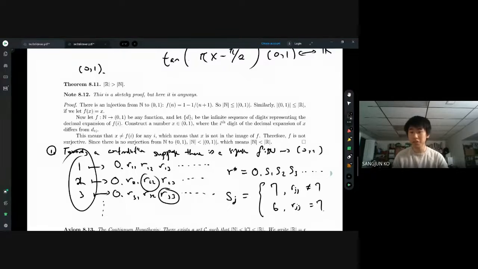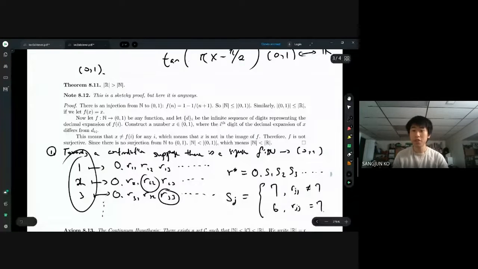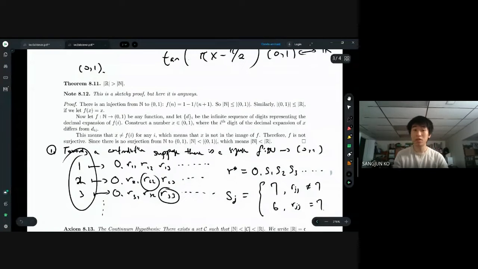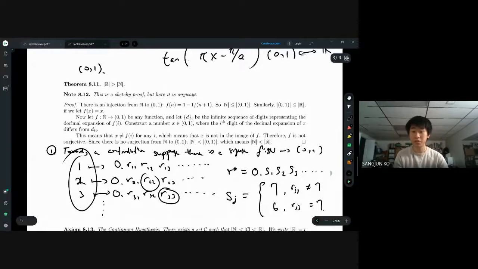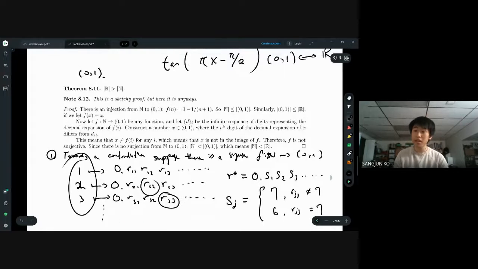Okay, so what did we just show? We showed that the cardinality of the real numbers is strictly greater than that of the natural numbers, right? We say that the cardinality of the real numbers is C, the cardinality of the continuum.